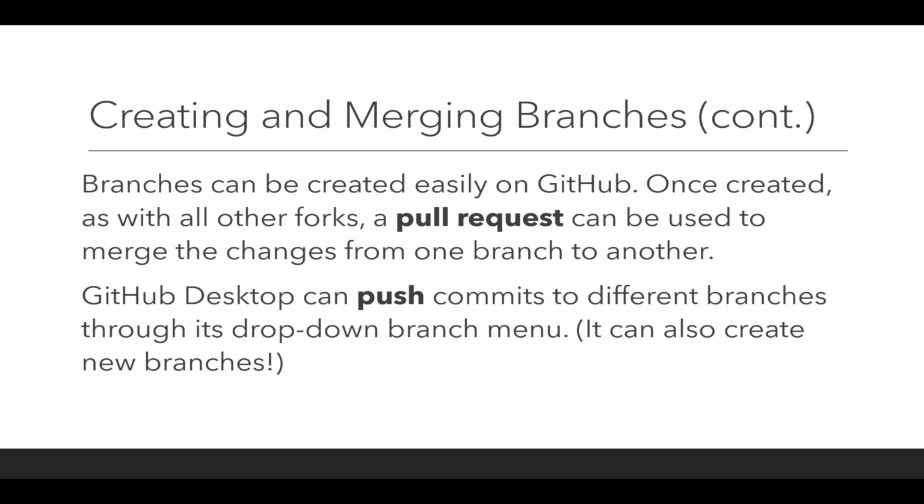Branches can be created very easily on GitHub, and in fact, I'll show how to do that. Once created, and as with all other forks, a pull request can be used to merge the changes from one branch to another. So we can create a branch, edit code on that branch, and then merge those changes into another branch of code. GitHub Desktop can push commits to different branches as well.